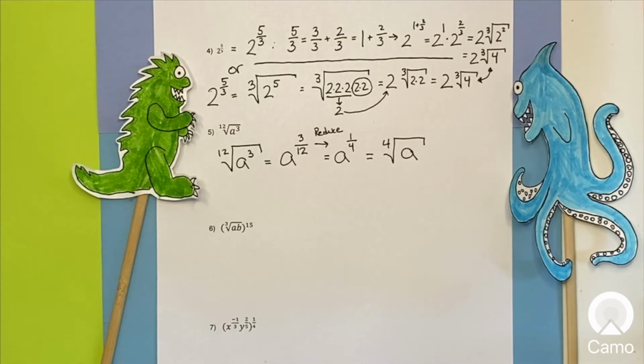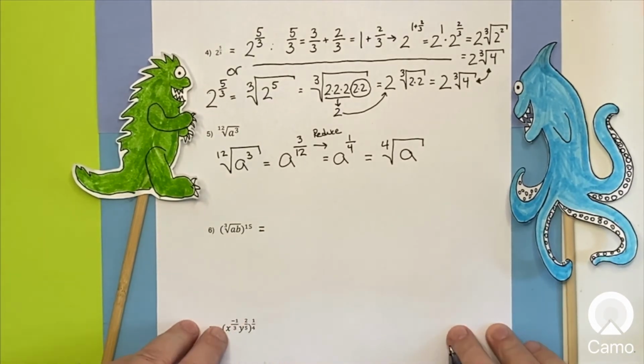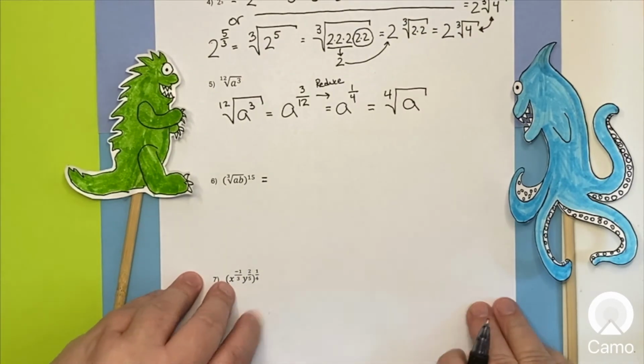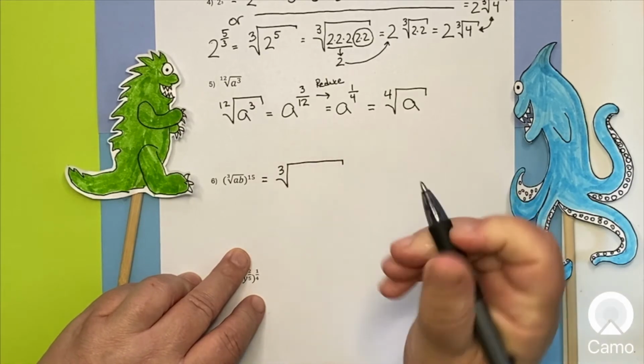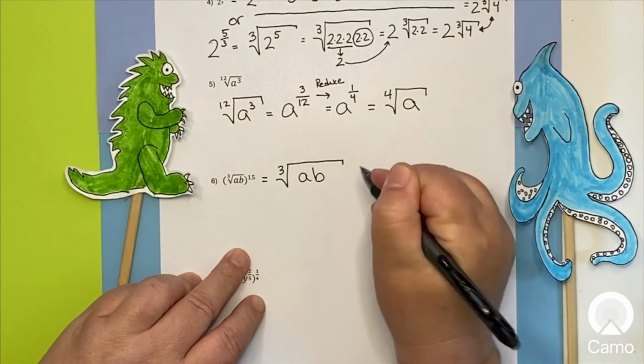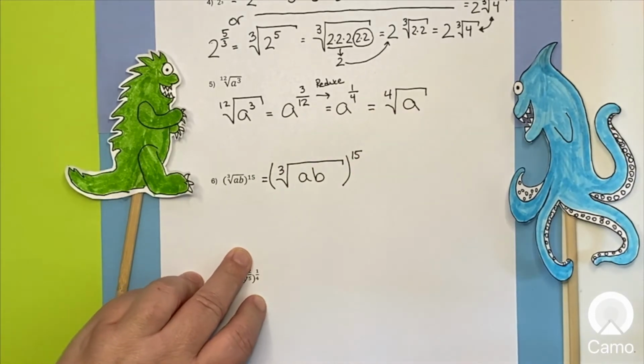Okay, next up. Ooh, this one's very exciting. Look at all of this. It's a real juicy problem. Lots of stuff going on. This is the cube root of AB, and the whole thing is raised to the 15th power.